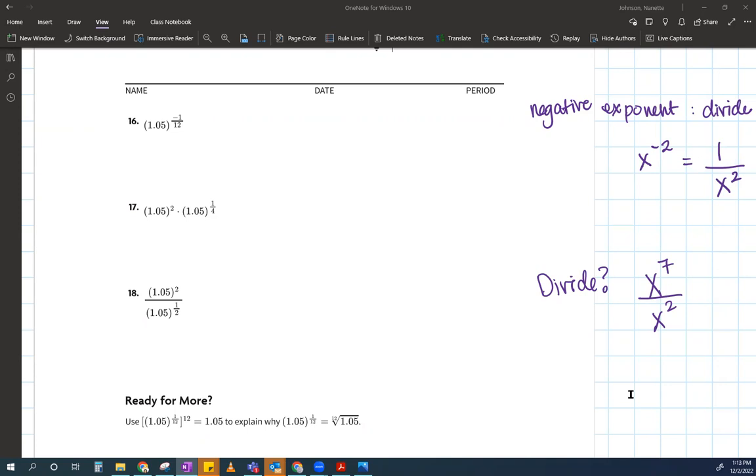Yeah, very good. So if you go back to your definition, this means x times x times x times x times x divided by x times x, right? And this canceled to be x divided by x is just 1.